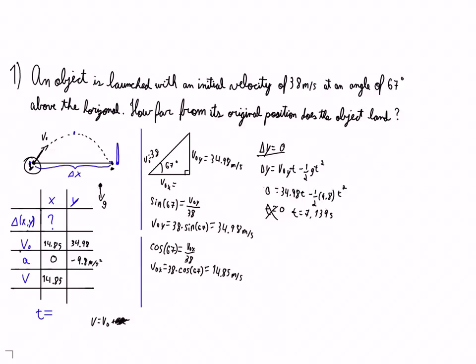Now that we have time, we can plug that time into the delta x function in order to find displacement in the x direction. So delta x is equal to vox t plus 1/2 a t squared. And when we plug in our knowns, delta x will be equal to 14.85 multiplied by time, which is 7.139. Let me actually write the time is equal to 7.139 in here.